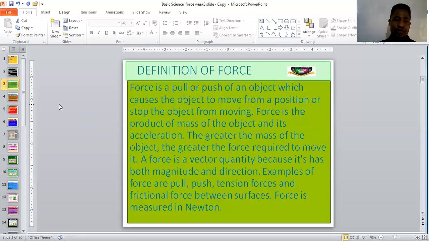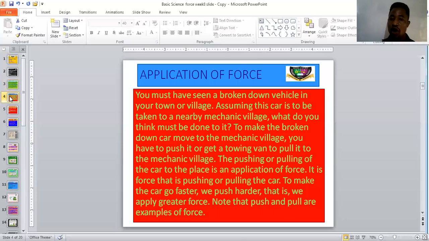Now let's go to types of force in details. We have two types of force. I have just explained application of force. I've explained that one of the applications of force is getting a car pushed from where it broke down to a nearby mechanic village. And that is the same thing I've explained here.